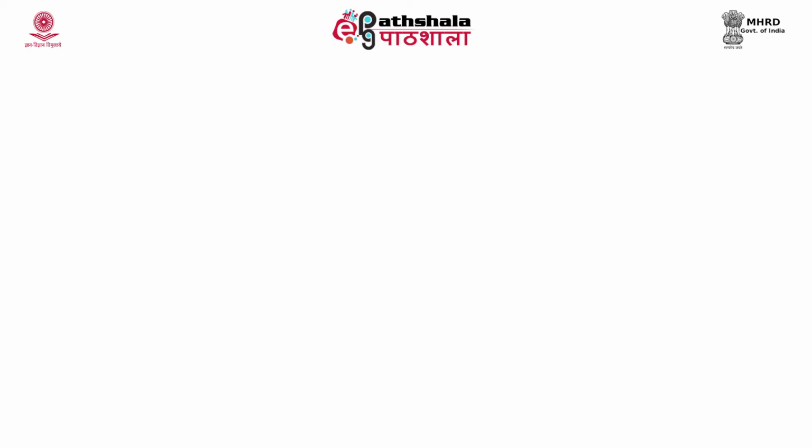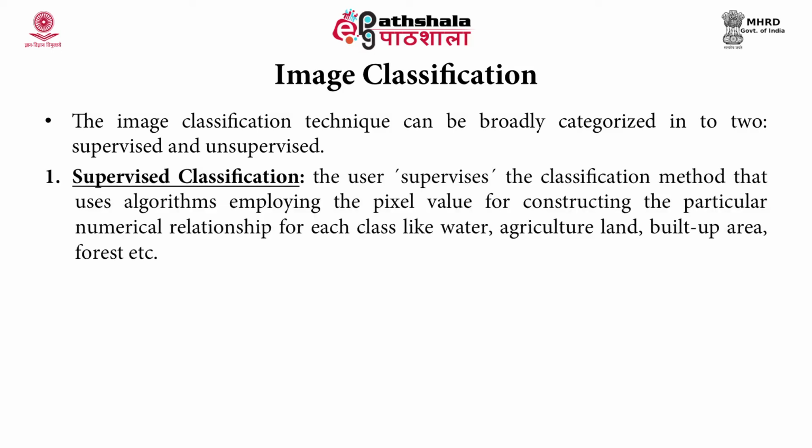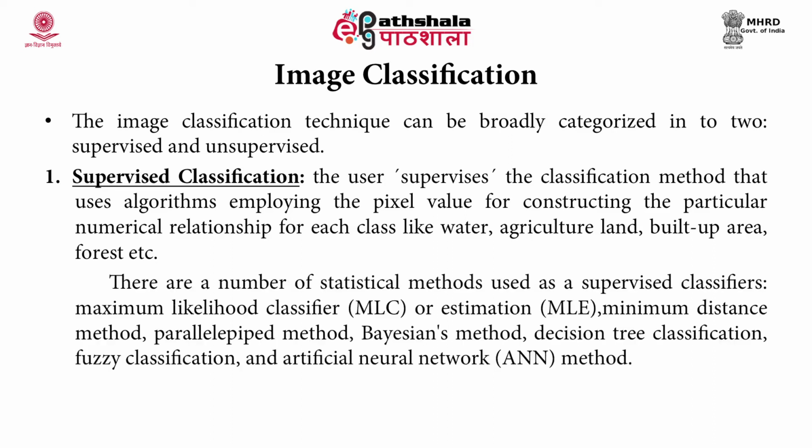or symbol. The image classification technique can be broadly categorized into two: supervised and unsupervised classification. In the supervised method, the user supervises the classification method that uses an algorithm employing the pixel values for constructing the particular numerical relationship for each class such as water, agriculture land, built up area, forest, etc. There are a number of statistical methods used as supervised classifiers. For example, maximum likelihood classifier or maximum likelihood estimation, minimum distance method, parallelopiped method, Bayesian's method, decision tree classification, fuzzy classification and artificial neural network method.